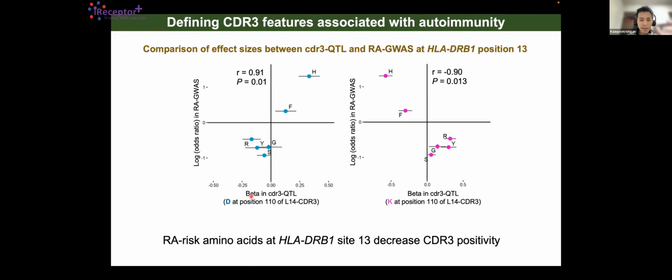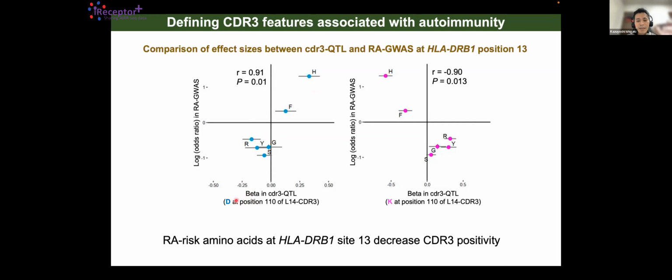So here I'm plotting the effect size of our association test against the effect size in array GWAS. This is the association at HLA-DRB1 position 13, and position 13 has 6 possible amino acids, shown in each plot. And this is the effect size for aspartic acid at position 110 of CDR3. So here you can see a nice positive correlation.